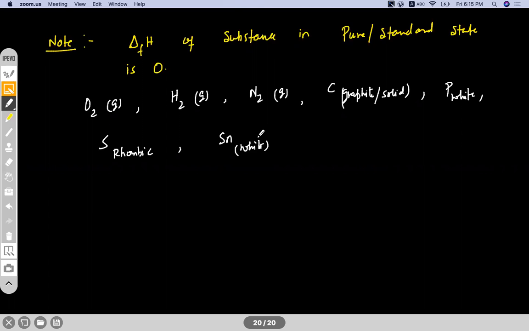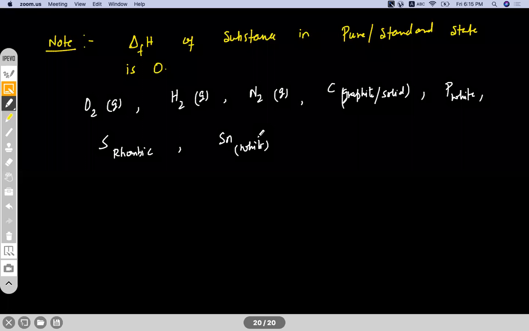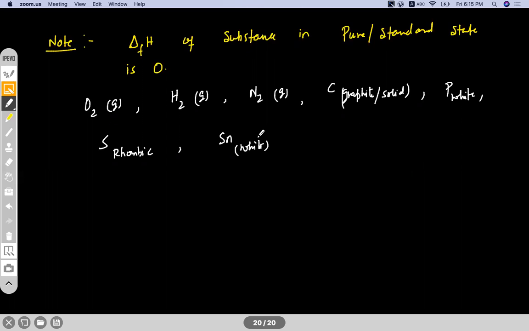Copy this down. So for all these elements, the standard state, you know, there the enthalpy of formation would be zero. Okay.